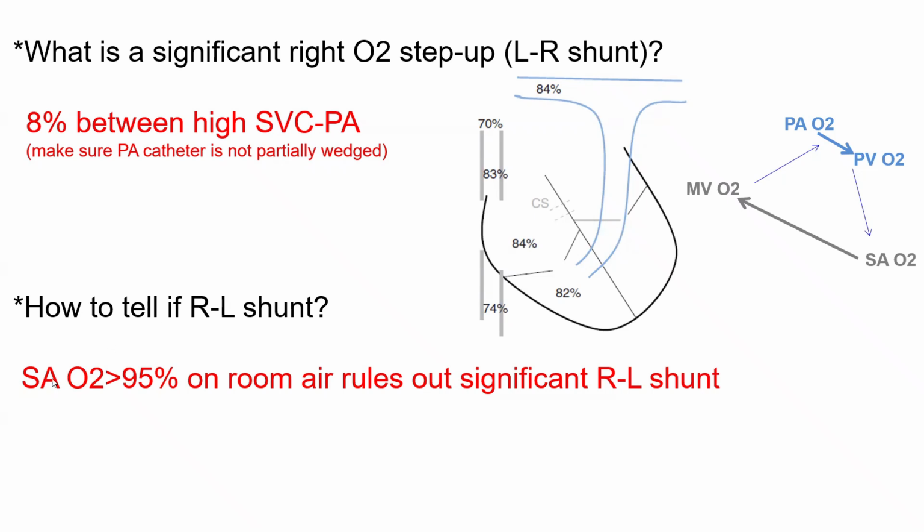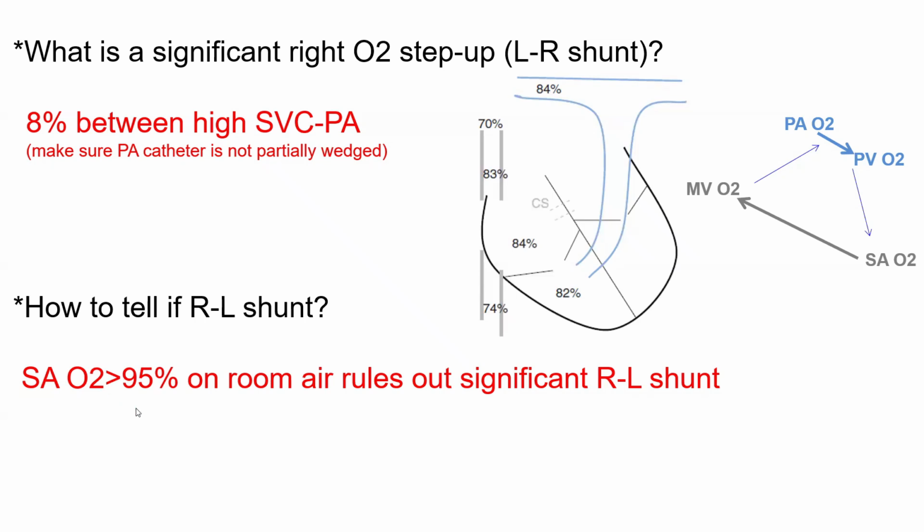Practically speaking, if the arterial O2 saturation is over 95% on room air, this rules out significant right to left shunt. And in this case, you assume that whatever arterial O2 sat you have is the same as the pulmonary vein O2 sat. Those two numbers here are the same.